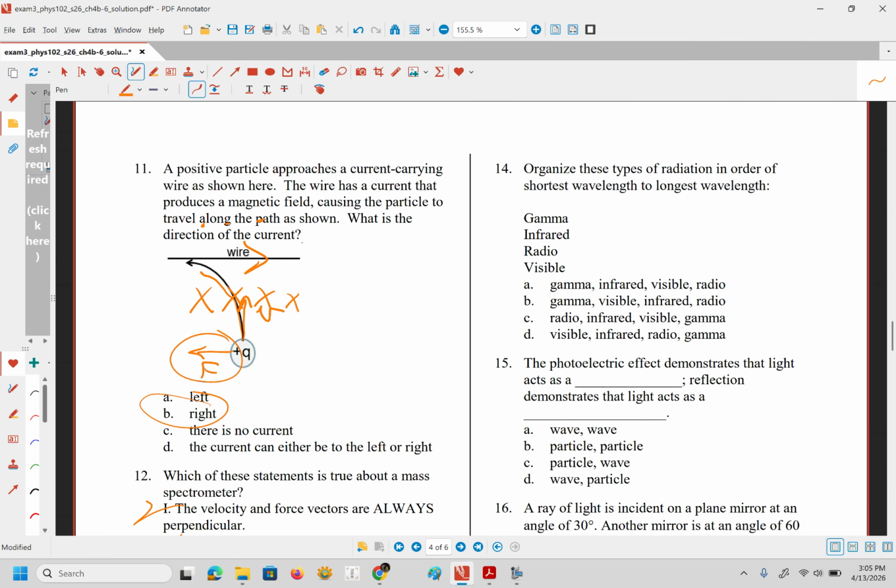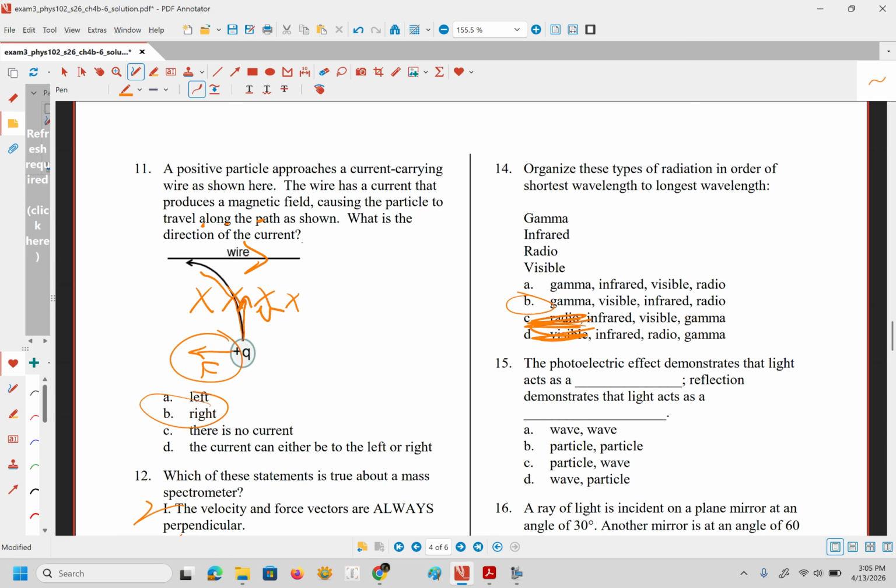I want to organize these in order of shortest to longest wavelength. So the shortest wavelength is the highest energy, or the highest frequency, which is gamma. That gets rid of these and this one. And then the longest wavelength is the radio, but both A and B have radio, so we have to figure out the infrared and the visible. This is the right order: gamma, visible, infrared, and radio, B for 14.